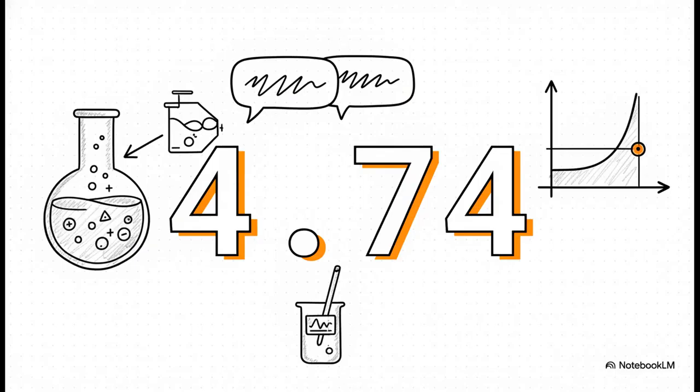And there's a really special spot right in the middle of this buffer region called the half equivalence point. It's when we've neutralized exactly half of the weak acid. At this one unique moment, the pH of the solution is equal to something called the pK of the acid, which is kind of like a chemical fingerprint. For acetic acid, that's 4.74.